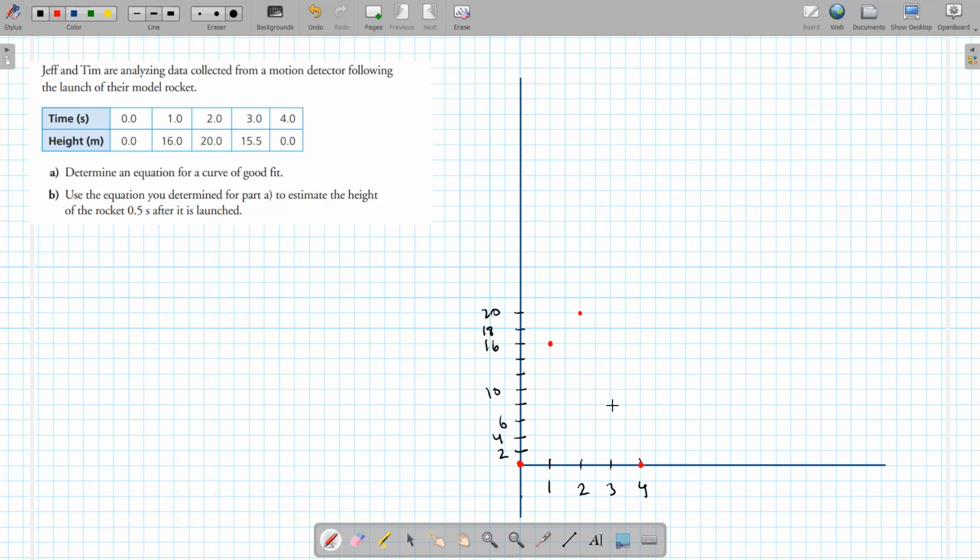Next one is (3, 15.5). That's going to be annoying. 14, 15 is here. 15.5 will be in the middle between this and this. So (3, 15.5). And that's our last point. Now we're just going to connect the dots. Easy peasy.